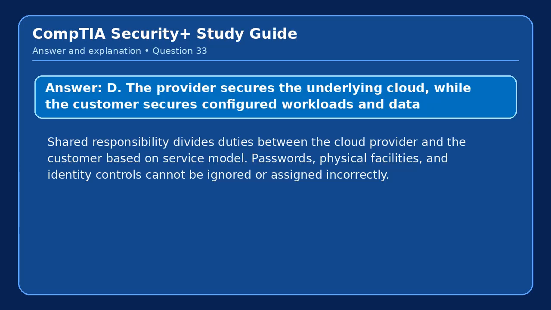Take a moment to choose your answer. The answer is B. Use a VPN or zero trust access broker with MFA. Controlled remote access with strong authentication reduces exposure of administrative services. Open admin ports, exposed keys, and disabled logs increase the chance and impact of compromise.